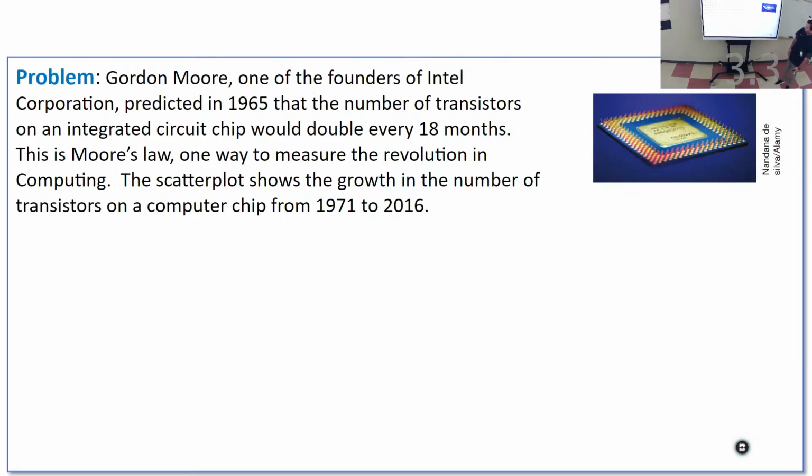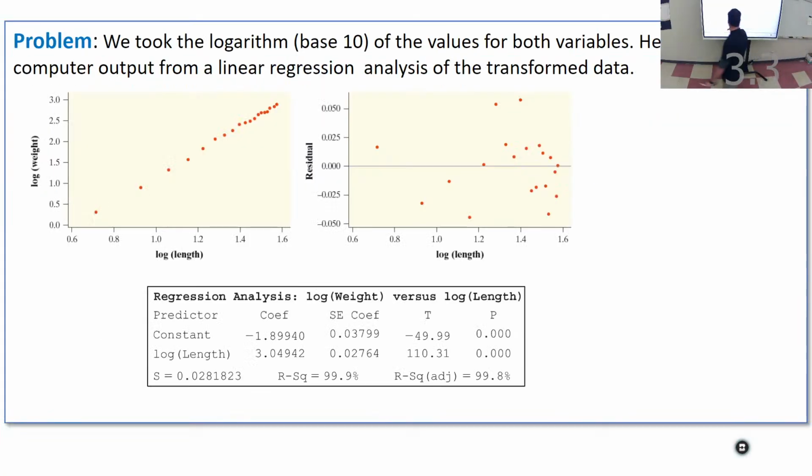Also recognize the computerized print output. Notice it says log weight, log length. So you know that we've taken the log of both variables. Good enough? Beautiful. Here's the y-intercept. There's the slope. We still need the slope and the y-intercept. The difference is going to be like, instead of y hat, we're going to have log y hat equals negative 1 point whatever plus 3 point something times log x.